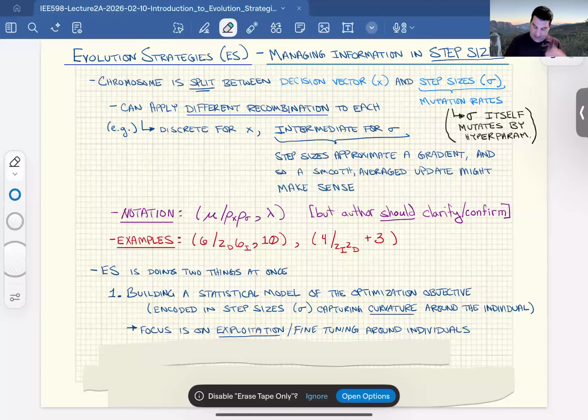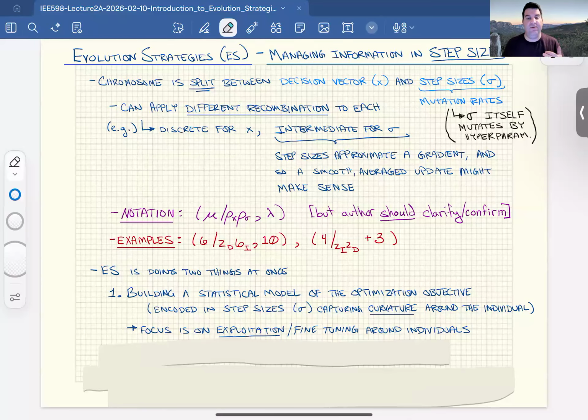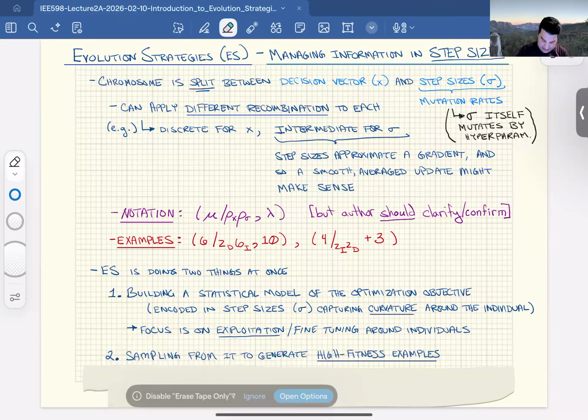So the focus here is on the kind of exploitation and fine tuning around those individuals so that we can exploit directions, so that we can tune the exploitation so that we can take very, very tiny steps when it's important to exploit, and larger steps when we have no evidence that there's small scale variations for us to exploit. So it allows you to explore in some dimensions and exploit in others, or just generally balances the exploitation, where exploitation may require large step sizes in some directions and small step sizes in others. So that's the first thing it's doing.